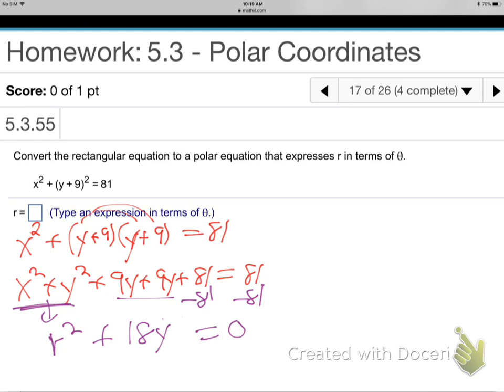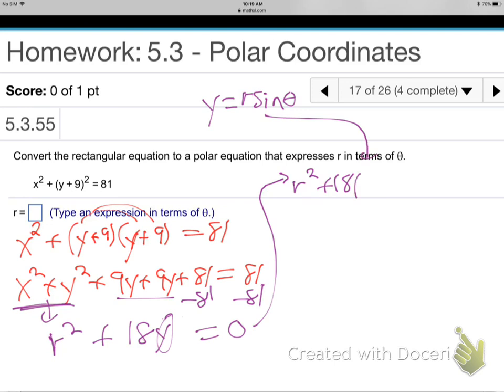Good to there. We're almost done. We still have to get rid of that y. We good so far? Everybody good to there so far? Now, what am I going to do with that solo y? Well, we already know y is our, not cos, our sine theta. Keep writing cosine all the time. Y is our r sine theta, isn't it? So I'm going to replace that right here. 18y will become 18r sine theta.